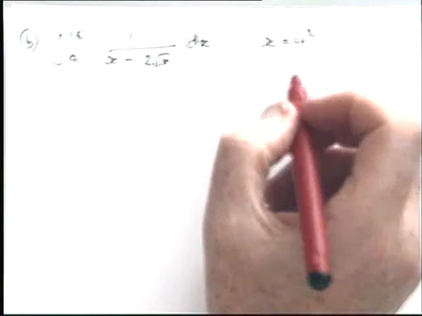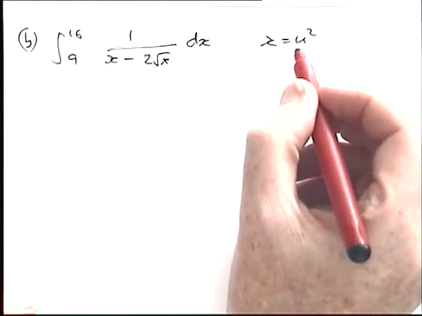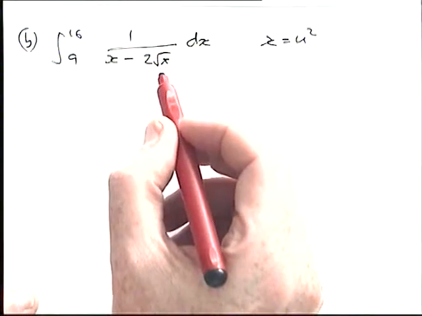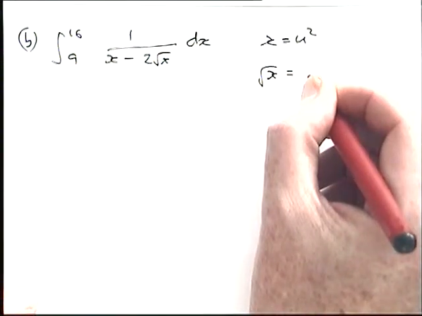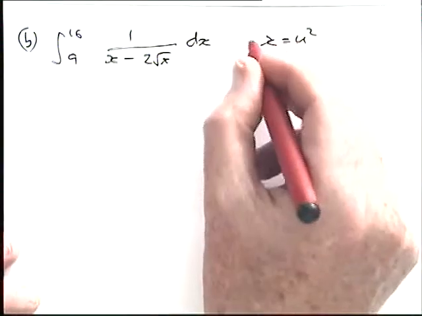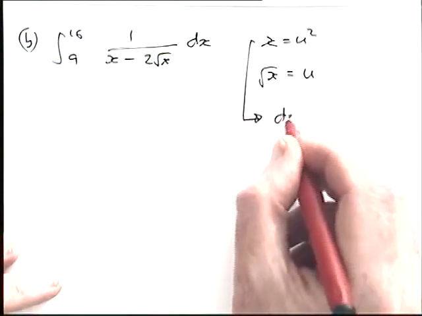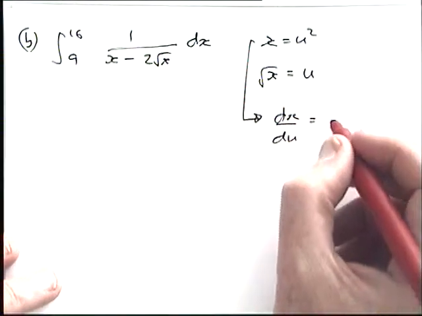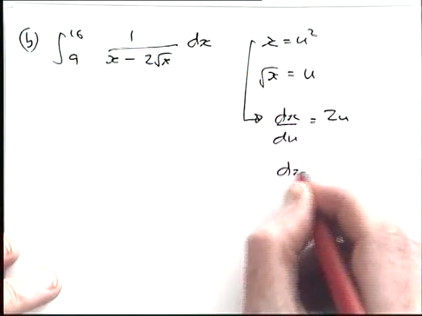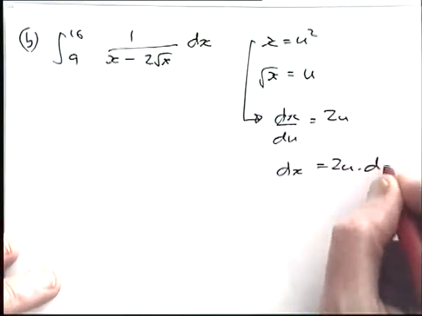So on the right hand side, I know that x is equal to u squared. Looking at this, I've got a square root of x. Well, what would the square root of x be then? u. Okay. And I need to differentiate that to get dx/du. What will dx/du be? 2u. Yep. So that means dx will be 2u du.